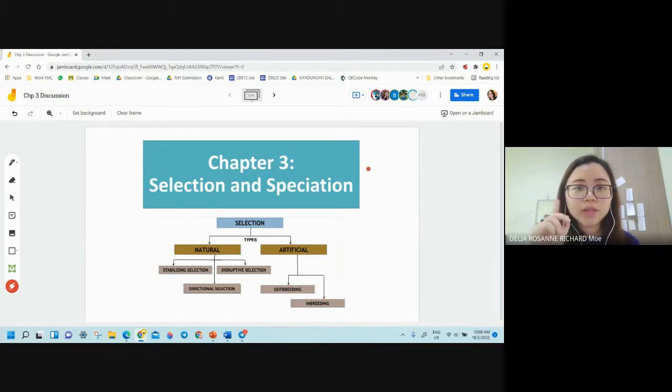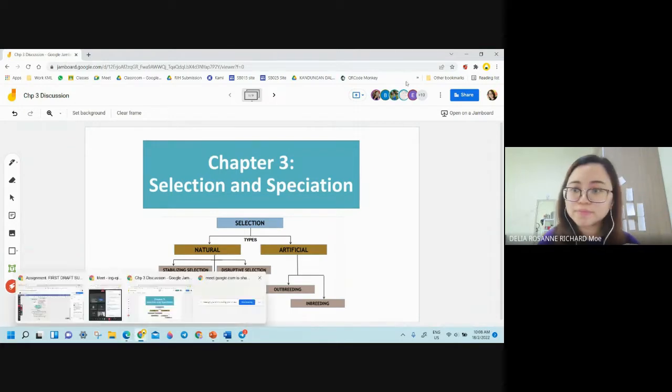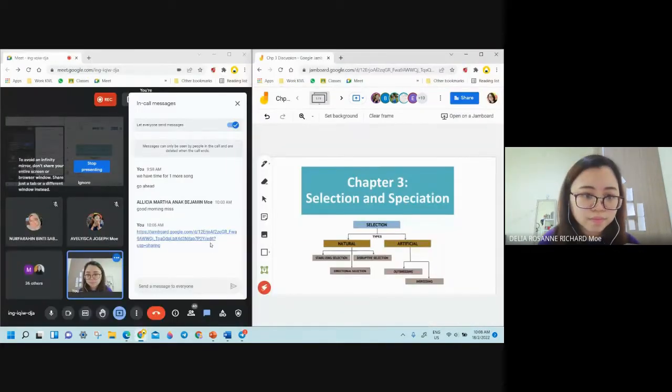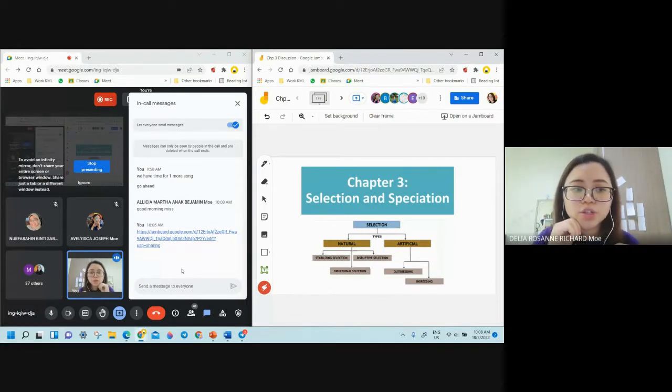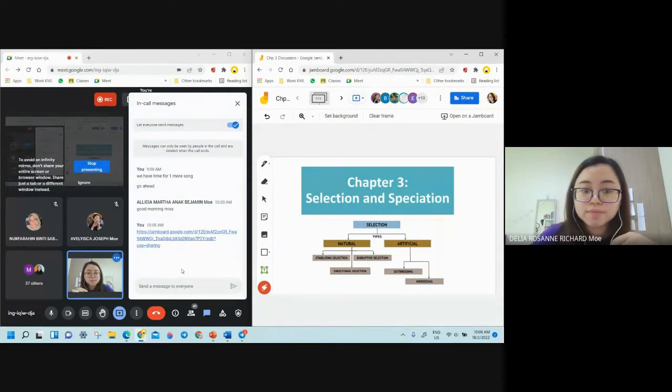Can anybody open their mic and tell me the definition for natural selection? Anybody? Natural selection? Who are you typing through chat? Ada tiga definition yang kita boleh guna untuk natural selection. If you could share one of them, anybody?